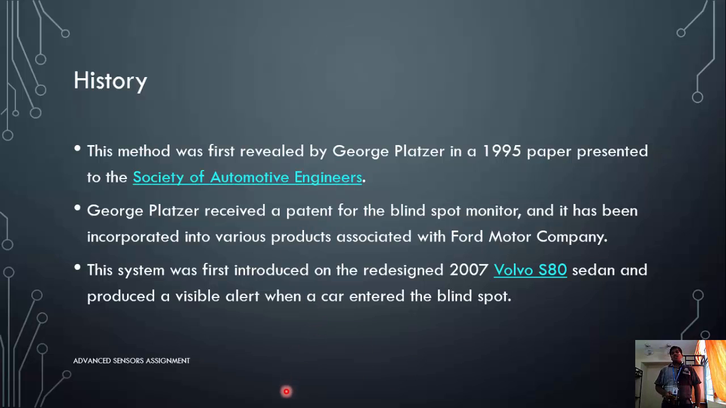This system was introduced on the redesigned 2007 Volvo S80 sedan and produced a visible alert when a car entered the blind spot. Normally, the Ford company started with giving an alert to the driver, whereas in the Volvo S80, they produce a visible alert whenever an object enters a blind spot.